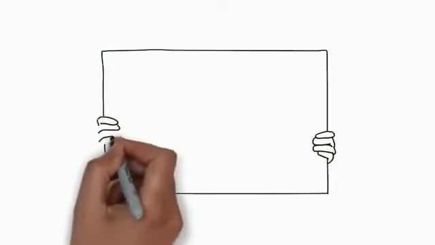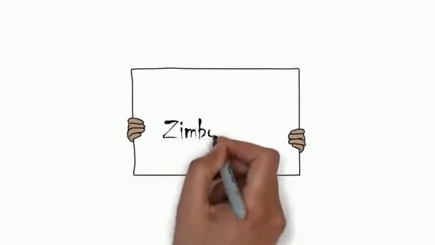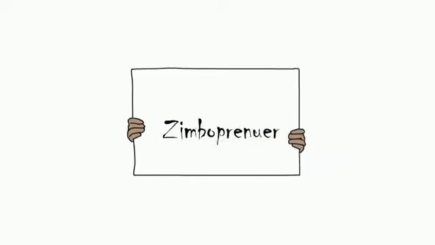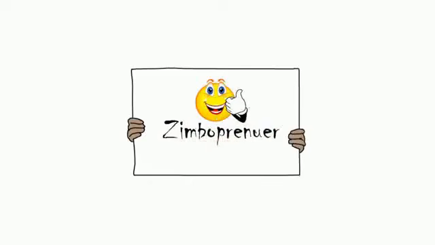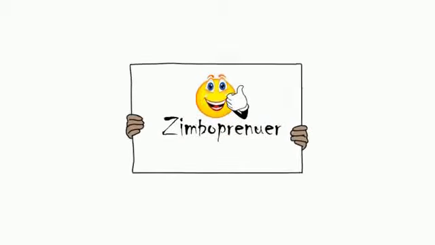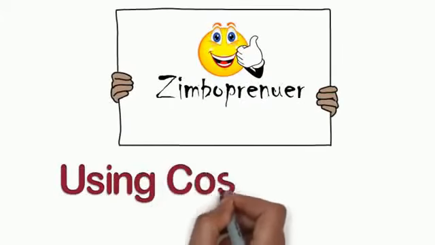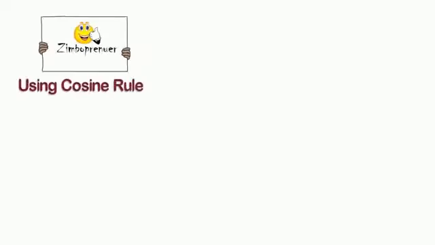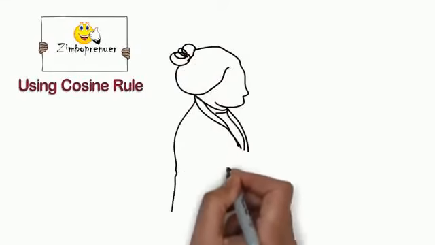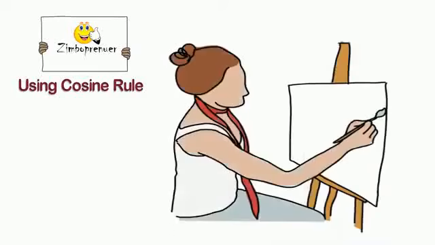Zimbopreneur. So this is one of the last videos on solving triangles, and we will be using the cosine rule. Usually we use the cosine rule when we are calculating a triangle which is a non-right angle triangle. So the cosine rule has a formula.